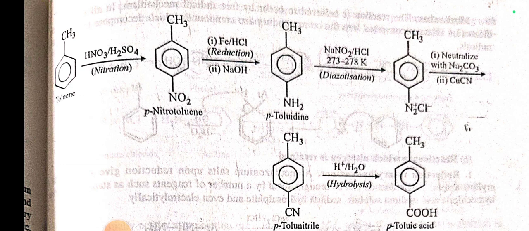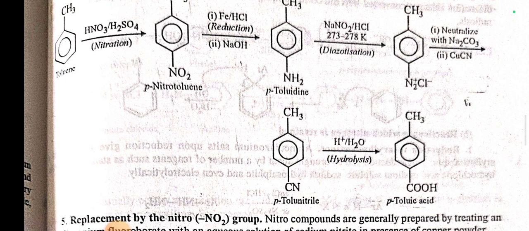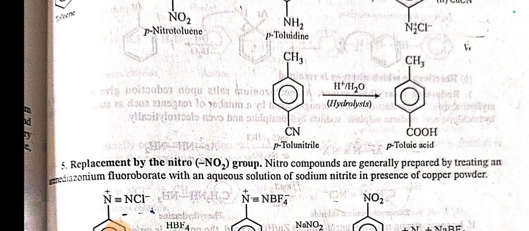Para-nitrotoluene reacted with Fe/HCl and NaOH gives para-toluidine. Then reacted with NaNO2/HCl at 273 to 278 Kelvin temperature and neutralized with Na2CO3. Then added CuCN, it gives para-toluonitrile. Para-toluonitrile on hydrolysis gives para-toluic acid.